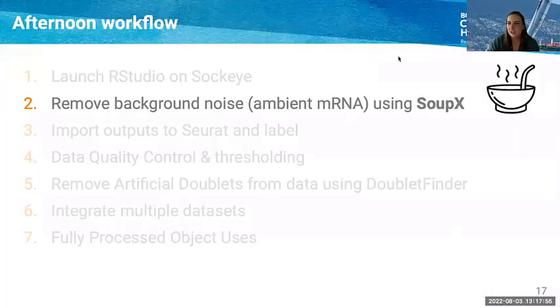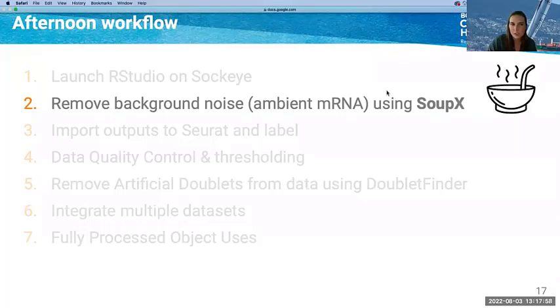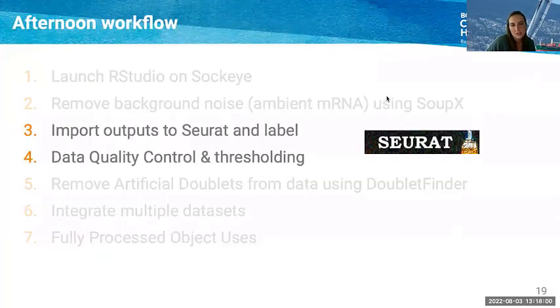I'm going to actually go to the slides and get the slides caught up with everyone first. So we've gone through SoupX. The next thing we did was import those outputs from SoupX into Seurat and label them. We just added some metadata labels. Next we did quality control. So we looked at our raw data and made some plots of it, so we have a sense of what the gene expression is like in different cells. And then we did a little bit of thresholding, so we got rid of a couple cells.